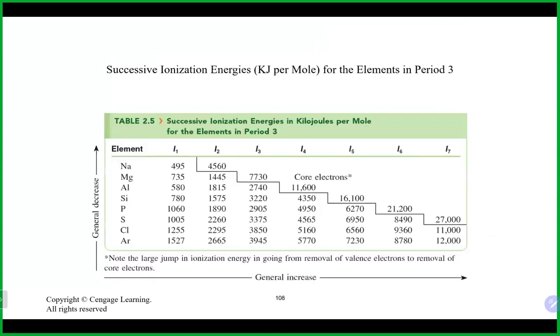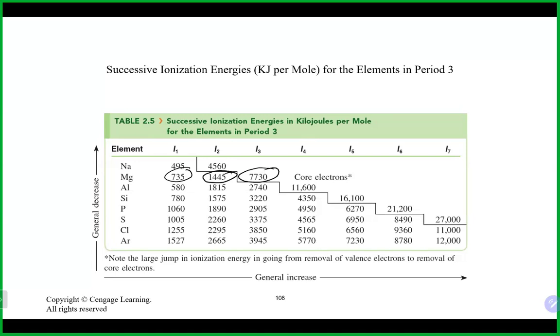And that's what we see on this chart. You can see for magnesium, 735 to remove the first electron. It doubles almost there to remove the second electron, and then we're going up by almost 7 times there to try to remove the third electron. And again, it just doesn't happen.